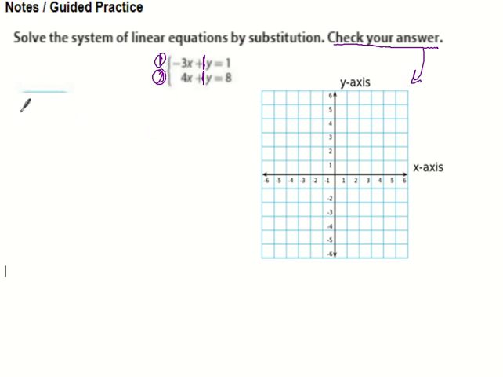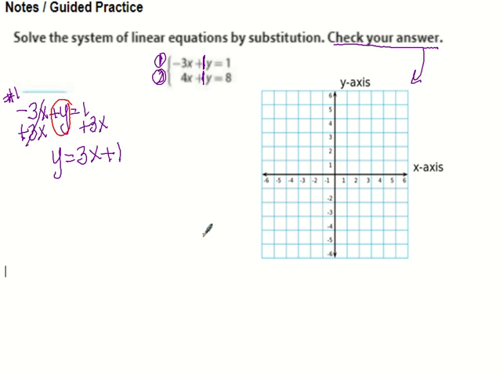We're going to call this equation 1, and we'll call this equation 2, okay? So I'm going to take that first equation, negative 3x plus y equals 1, this is step 1. And what I'm going to do is solve for y. So I'm going to add 3x to both sides, just like we did when we had to solve for slope-intercept form. This cancels, and we get y equals 3x plus 1. Okay, step 1 is done.